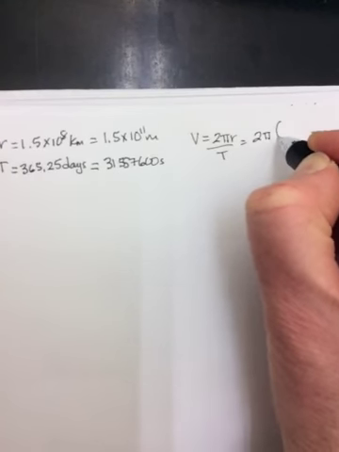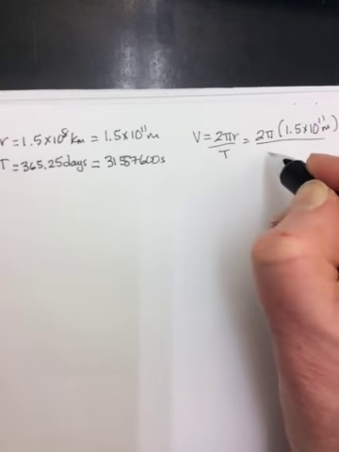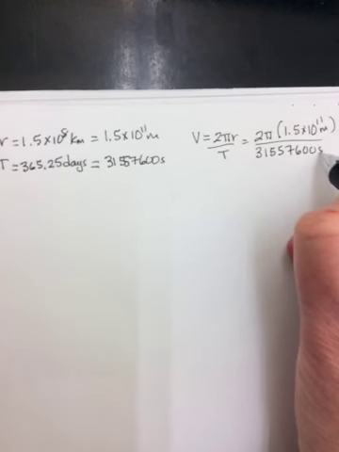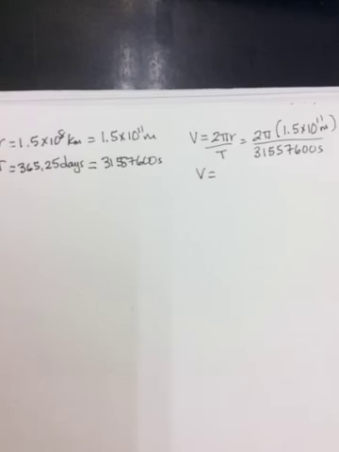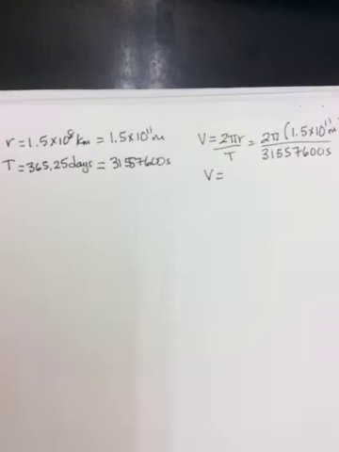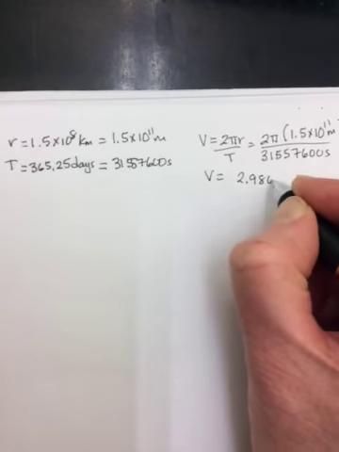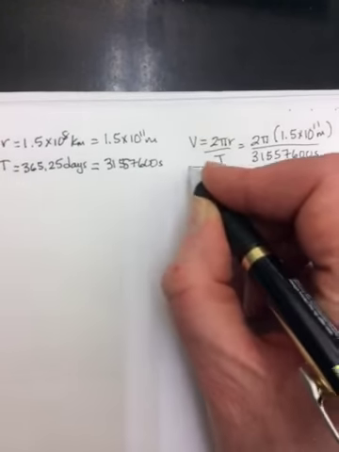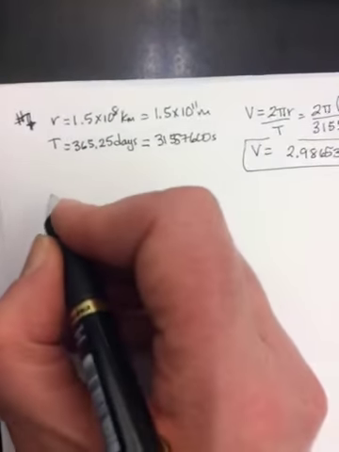So 2 pi times 1.5 times 10 to the 11th meters over 31557600 seconds. You should get, that's a big number, 2.98653 times 10 to the 4th meters per second. There's a few more decimals. I promise I'll leave them in my calculator. Okay, that was part A.